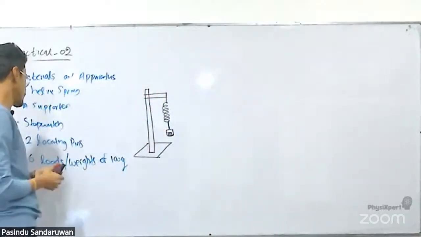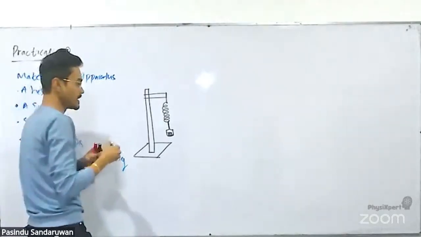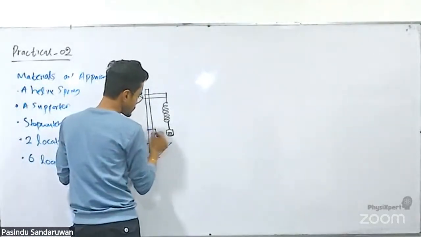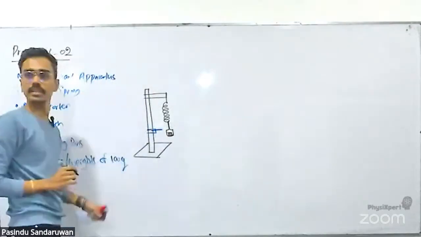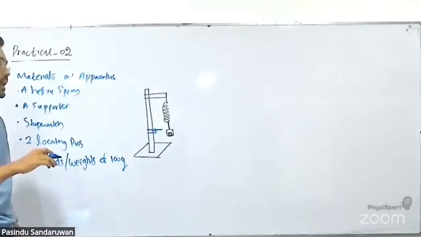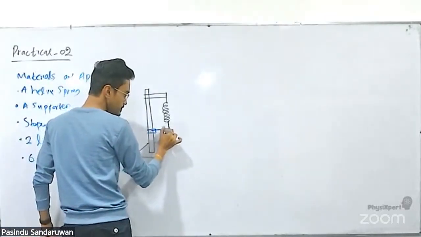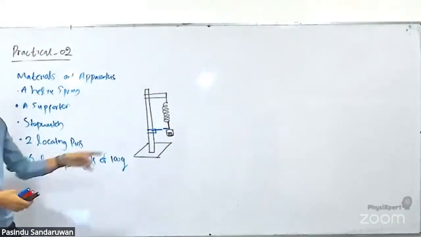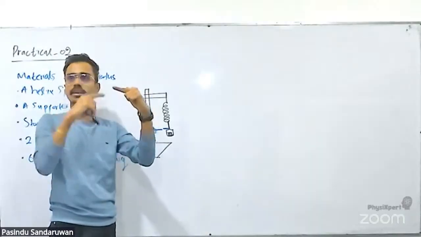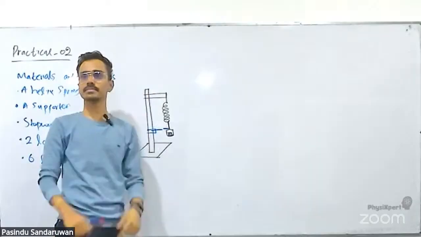See, listen. The reason to use 2 locating pins is, 1 pin we are going to fix here, and another pin here, for more accuracy. Now, when it passes through, you can clearly see at which point it exactly passes the pins.